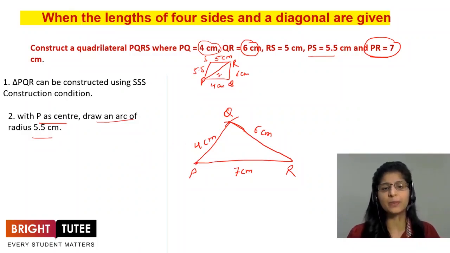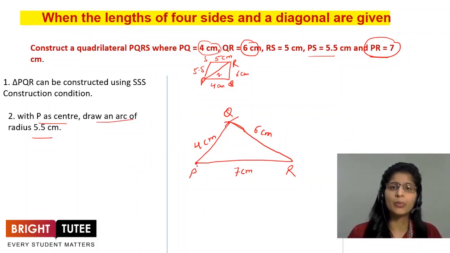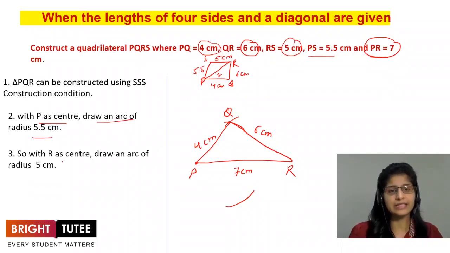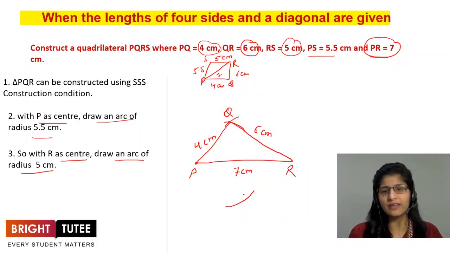So what we are doing, keeping P as the center or keeping the pointer end at point P, open the compass to 5.5 centimeter. We will draw one arc like this from point P. Now from point R, we will open the compass to 5 centimeter and keep R as the center. So the next step will be R as a center, draw an arc of radius 5 centimeter. So from R, we will draw an arc of 5 centimeter. It will cut somewhere here. Now this will be point S. Clear? So we have got all 4 points P, Q, R and S.